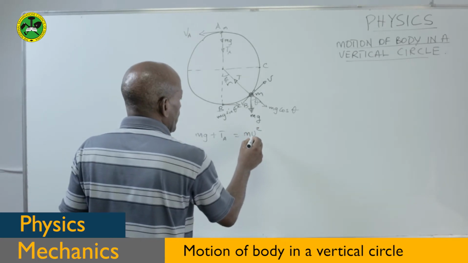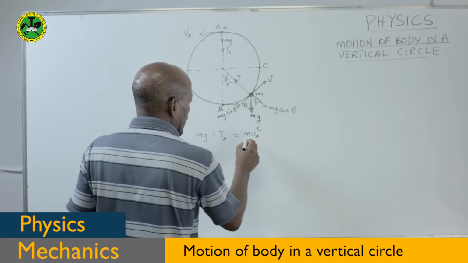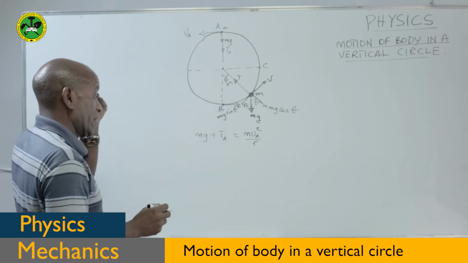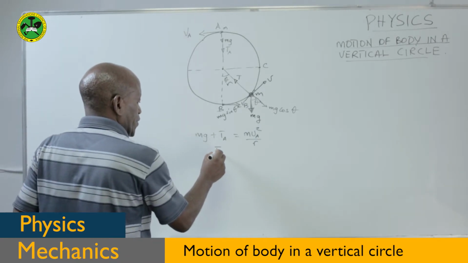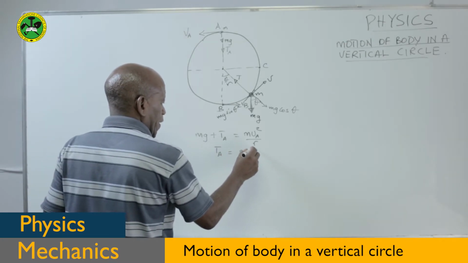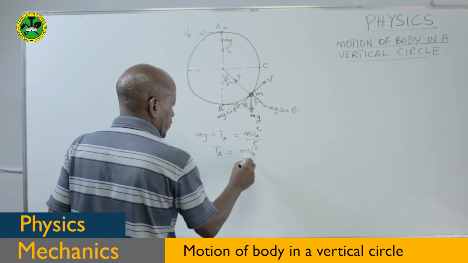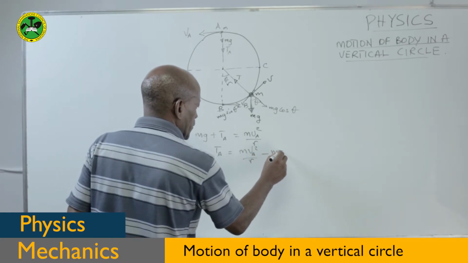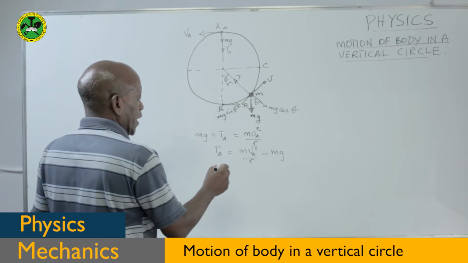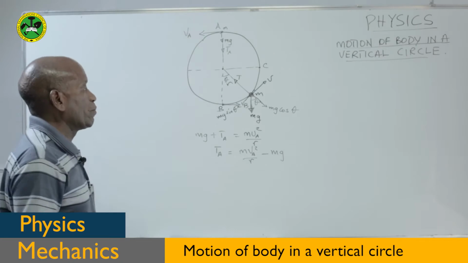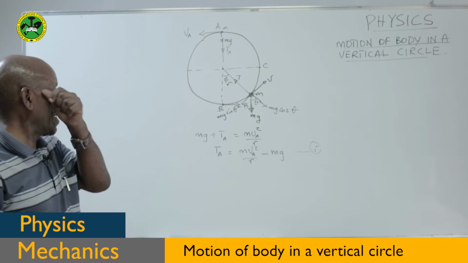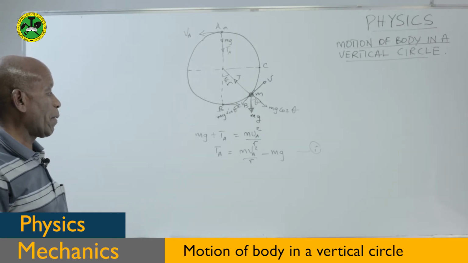So this will just be equal to m v_A squared over r. This will be our expression, such that if I needed to determine the tension at point A, we'll have m v_A squared over r minus mg. And this is the tension which is obtained at the highest point there.